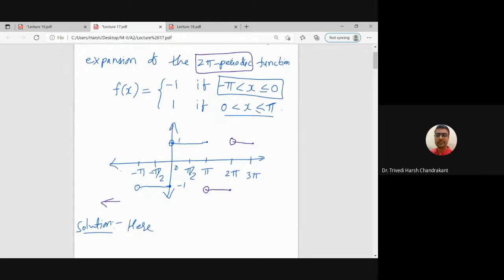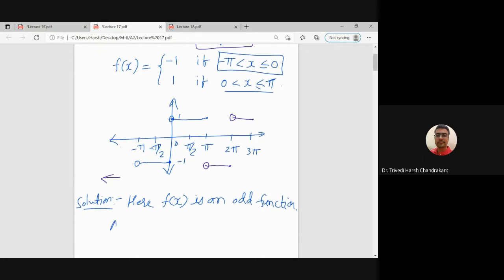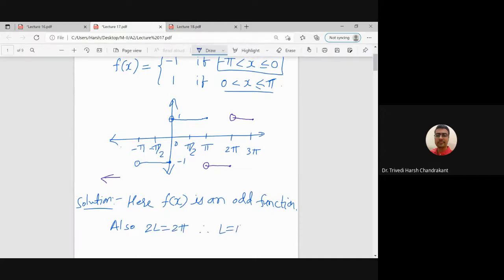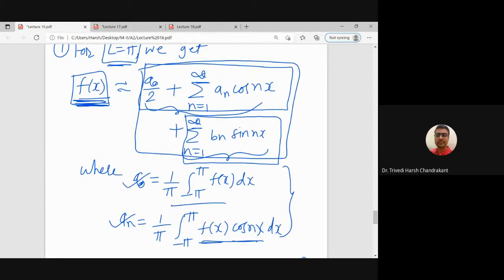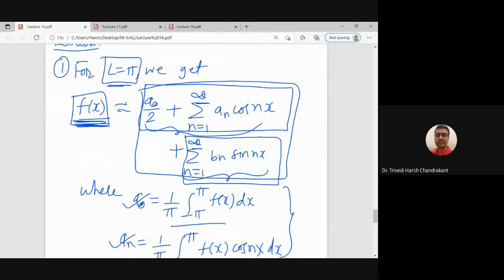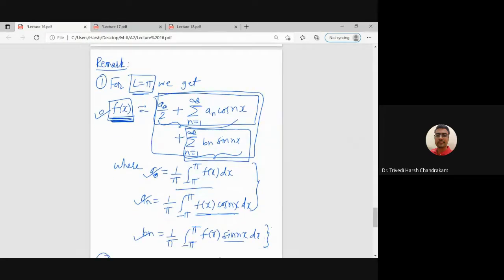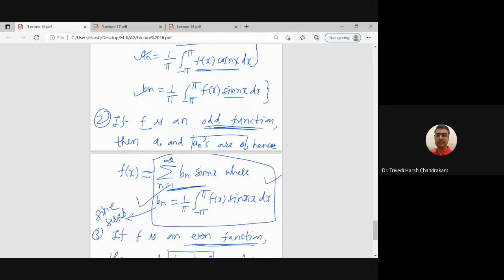So here f(x) is an odd function. One more thing to note is that the period is 2 pi. This is a 2 pi periodic function, therefore we have L equals pi. So we shall use the series formula for L equals pi. This formula we shall use to find the Fourier series, because L equals pi. And we already know that whenever f is an odd function, all the an's will be 0, so we will only get the sine series of that function, right?